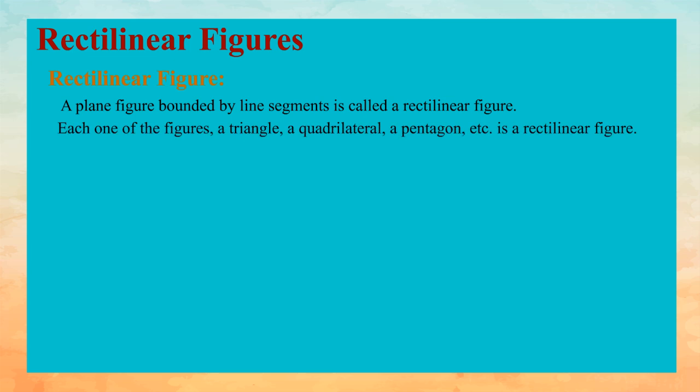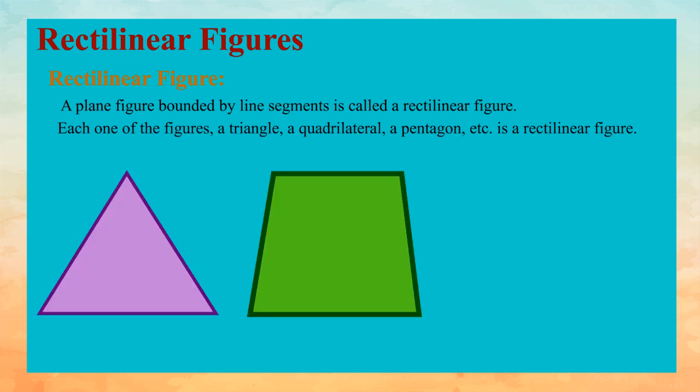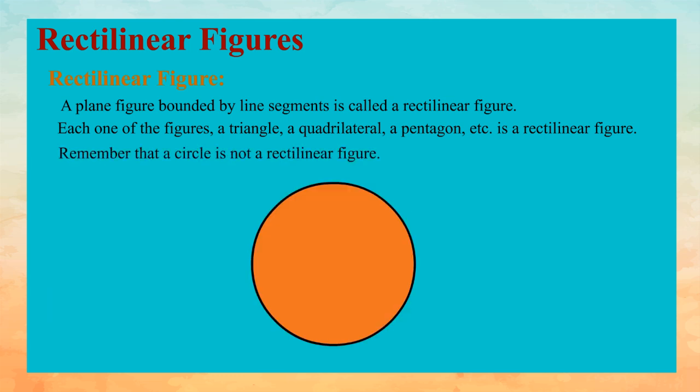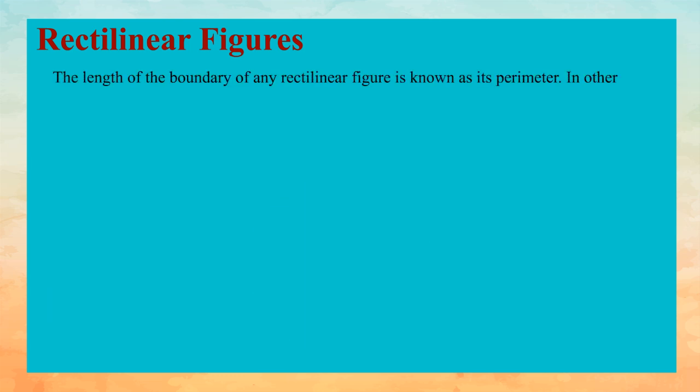Rectilinear figures. A plane figure bounded by line segments is called a rectilinear figure. Each one of the figures, a triangle, a quadrilateral, a pentagon, etc., is a rectilinear figure. Remember that a circle is not a rectilinear figure. The length of the boundary of any rectilinear figure is known as its perimeter. In other words, the perimeter is the sum of all the sides of a rectilinear figure.